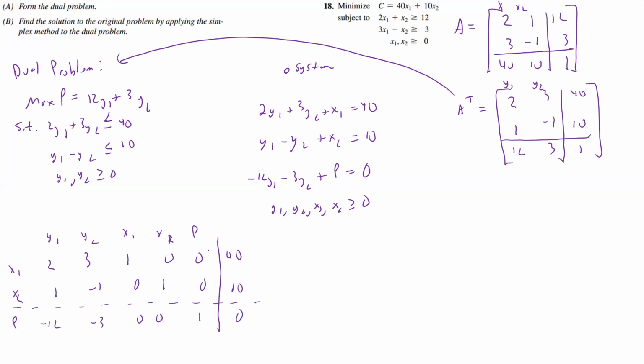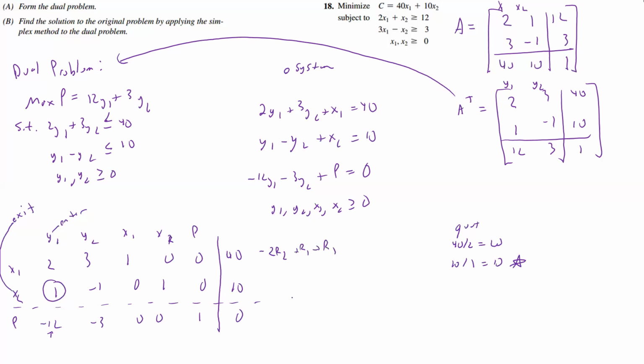Okay. Now we have to do the quotient rule. Which one is the biggest negative? Well, this one here is. That's the biggest. So we're going to take 40 divided by 2, and that's 20. And we'll take 10 divided by 1, which is 10. So that's the smallest, so that's going to be my pivot point. That means that this is going to enter and this one is going to exit.